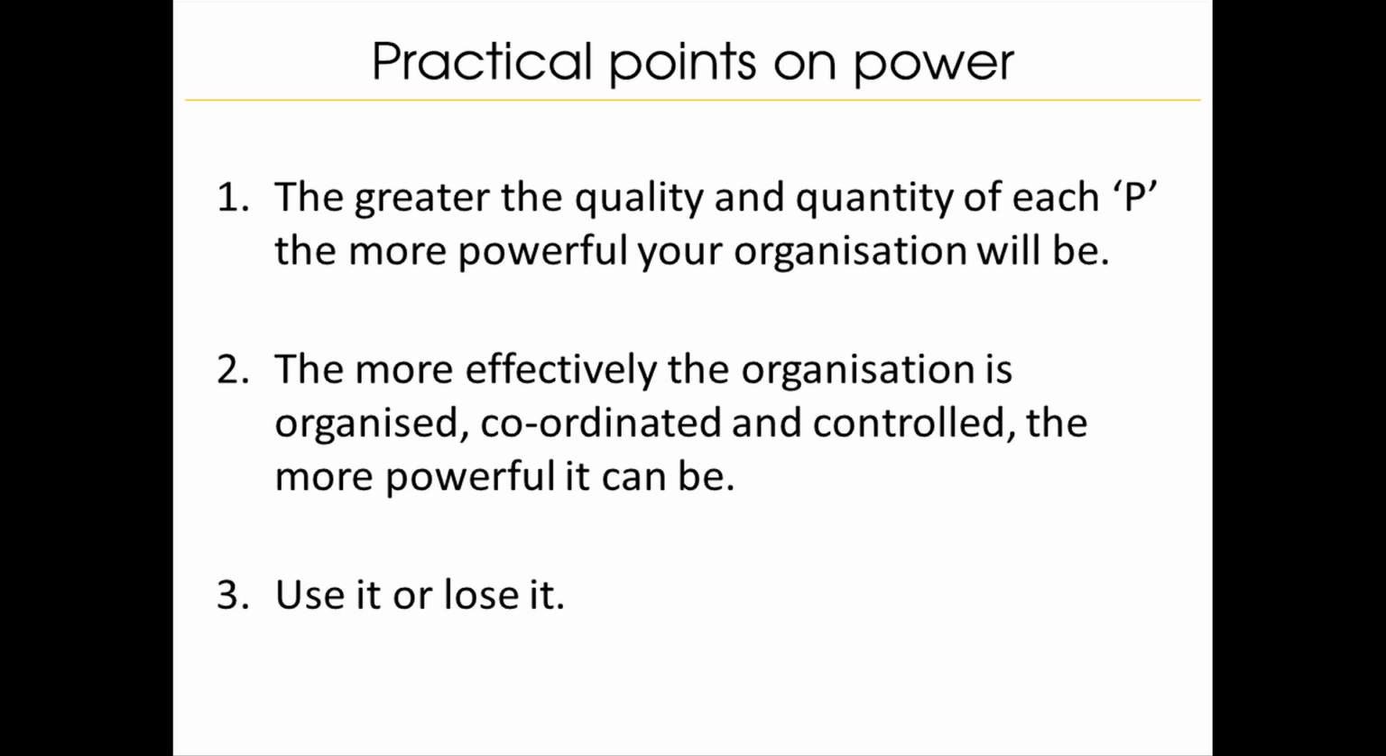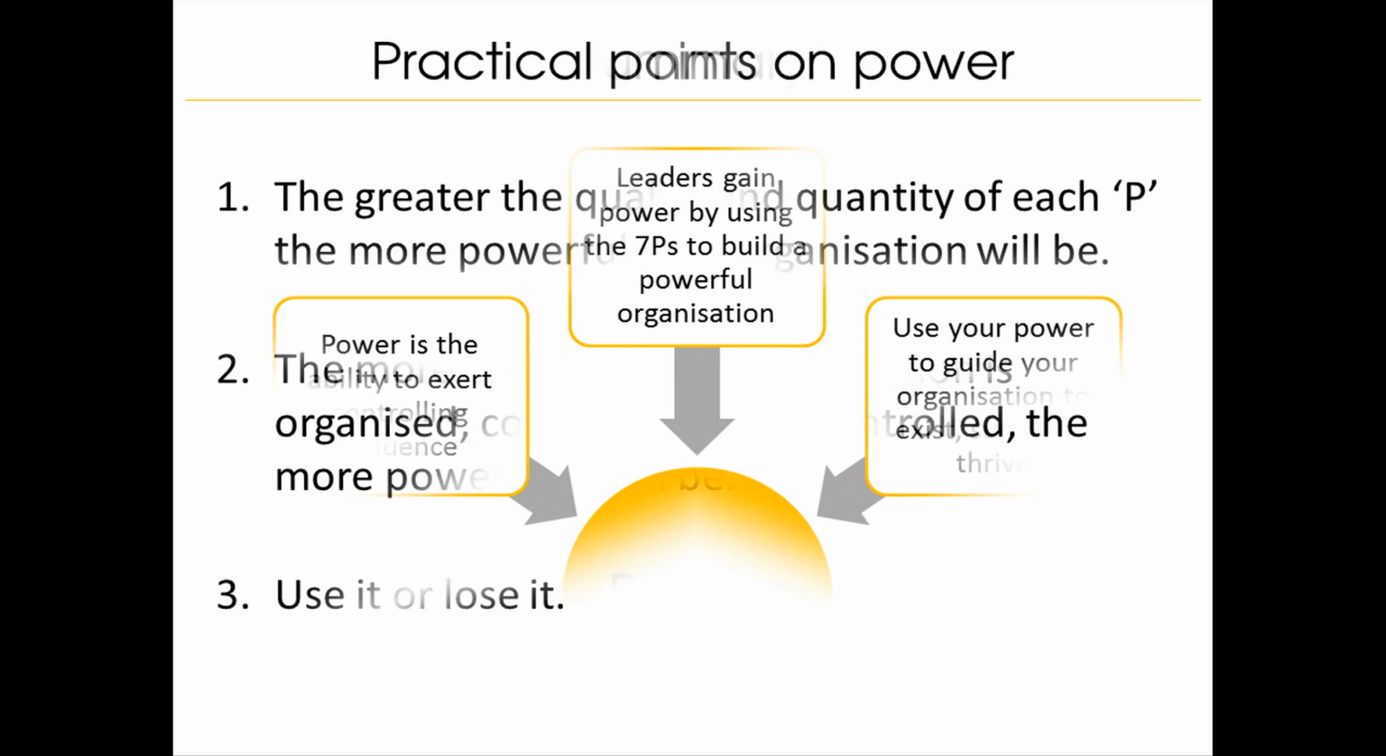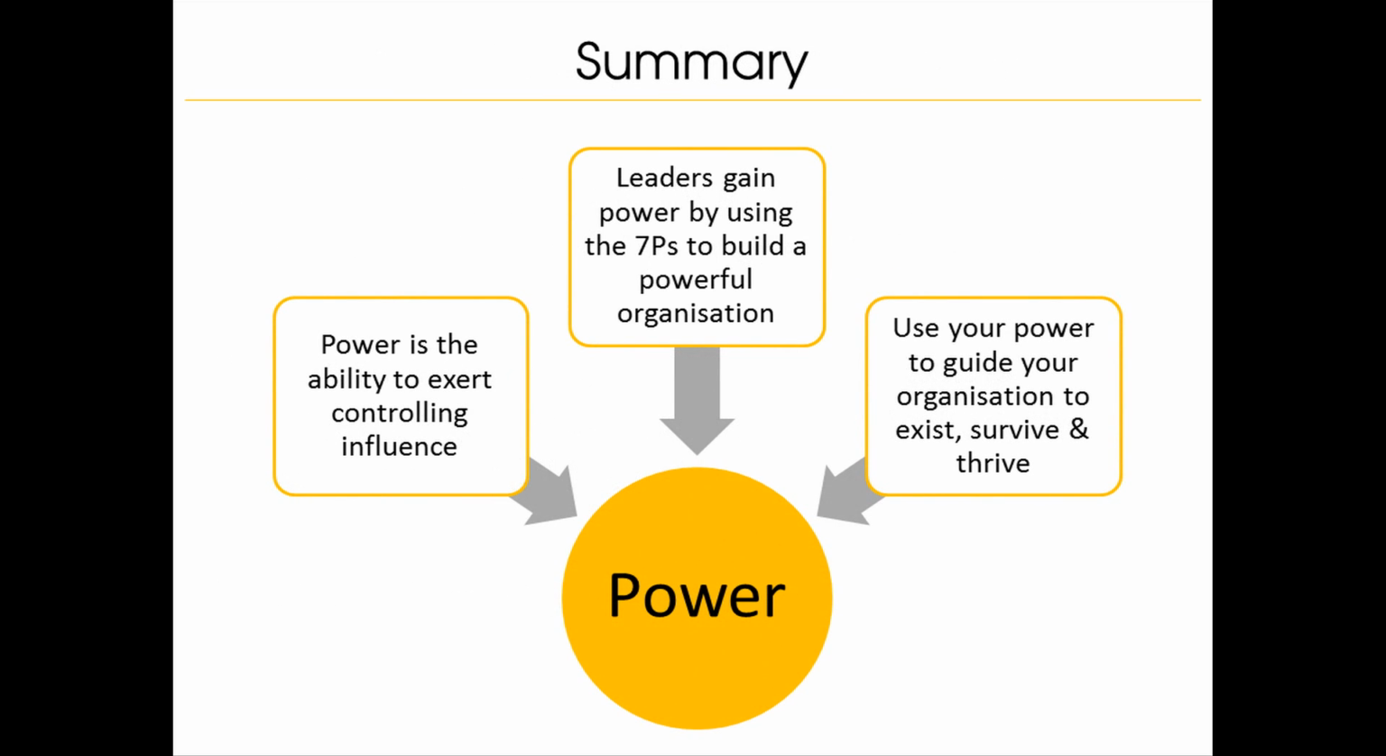So in summary, power is the ability to exert controlling influence. You need power to achieve your goals. The more power you have, the greater the goals that you can achieve. You give yourself power by choosing to build a powerful organization, and that's done by coordinating the 7 Ps. The reason it's 7 Ps and not 6 Ps is that I believe that the most powerful of those elements is to have passionate people. So the 7th P represents passion and passionate people.